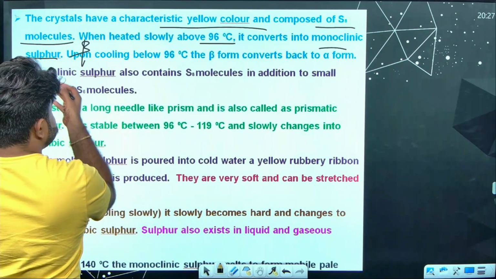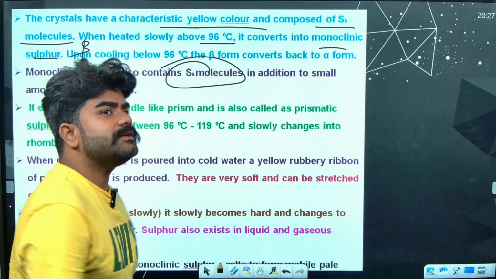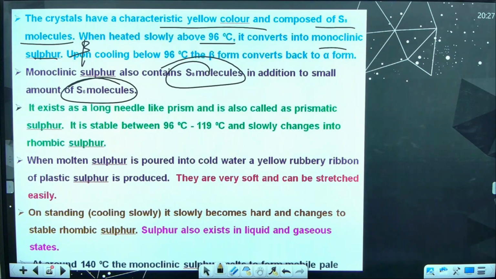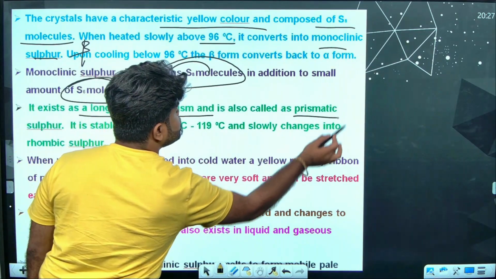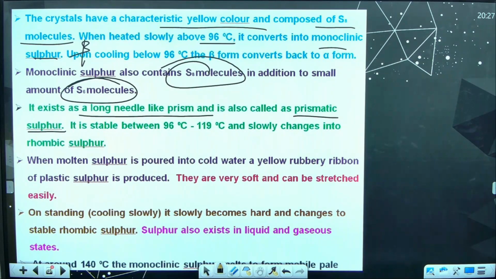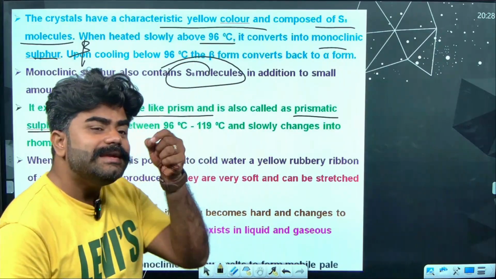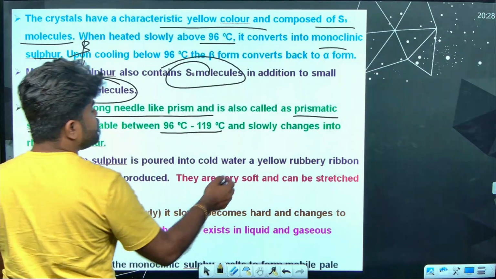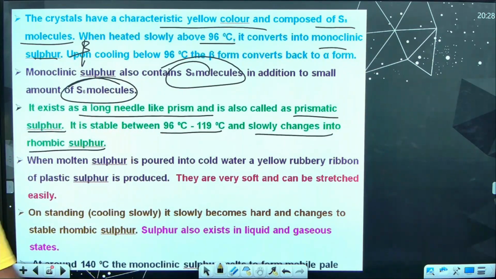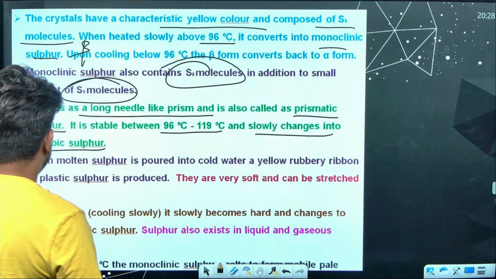This monoclinic sulfur also contains S8 molecules along with some amount of S6 molecules. As for its physical structure, it exists as a long needle-like prism and is called prismatic sulfur. Okay, this is how they describe how it looks. Long needle-like structures, and it is stable between 96 degrees to 119 degrees Celsius and it slowly changes into rhombic sulfur.